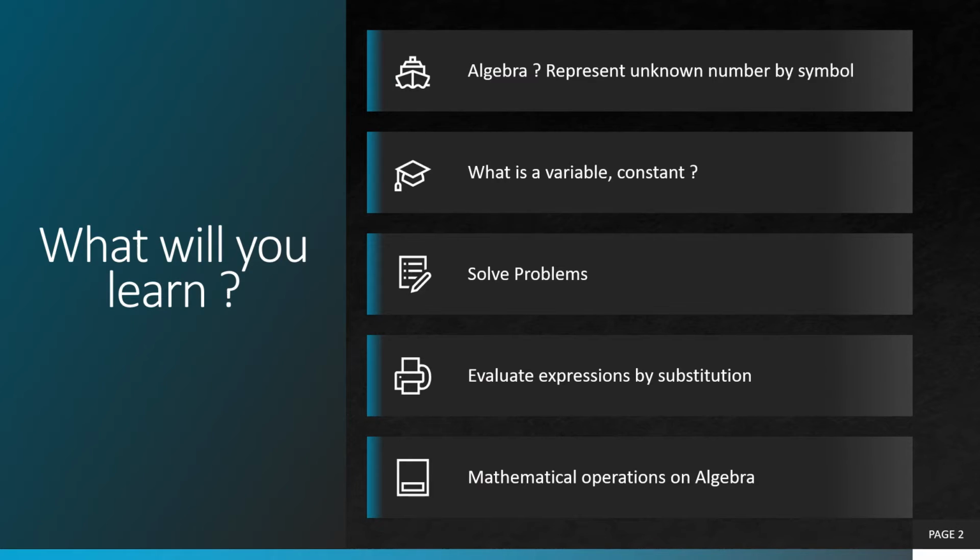Okay, what you will learn in this chapter: what is algebra, how we represent an unknown number by a symbol, what is a variable, what is a constant, how we can solve algebraic problems, and how we can evaluate an expression by substitution. Then various mathematical operations on algebra like addition, subtraction, division and multiplication. Okay, so let's start now.